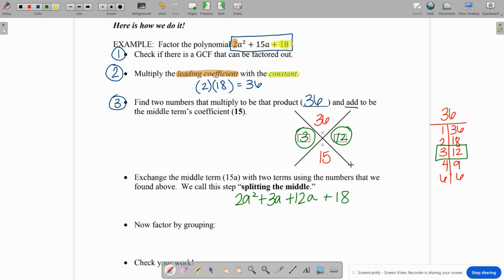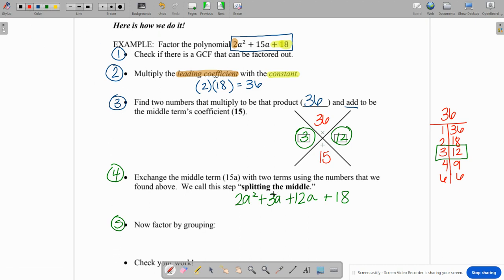So I haven't changed the value of the expression, I've just kind of unsimplified it, right? I've gone the other way. If I were to combine these back together, I'd get back to this original problem. But now this has four terms, so we've split the middle, that was step 4. Step 5 now is to go ahead and factor by grouping.